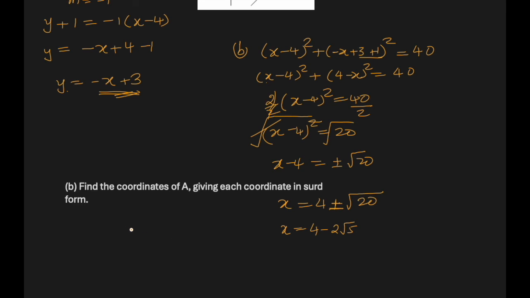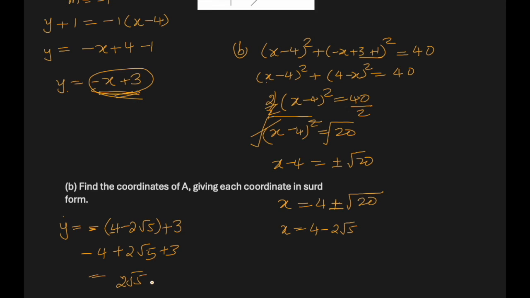Okay, now we want the y coordinate, and for y we already have this one, minus x plus 3. So y equal to minus x, which is minus (4 minus 2 square root 5) plus 3. Minus 4, no? Minus 4 plus 2 square root 5 plus 3. So this comes out to be how much? Minus 1. 2 square root 5 minus 1. This is the y coordinate. This is the x coordinate of point A.